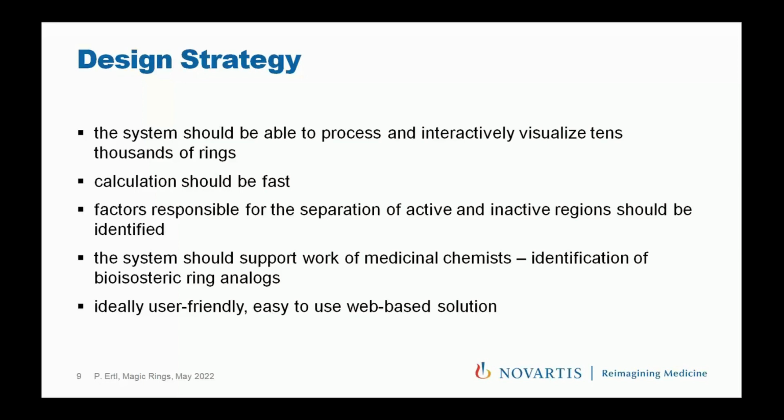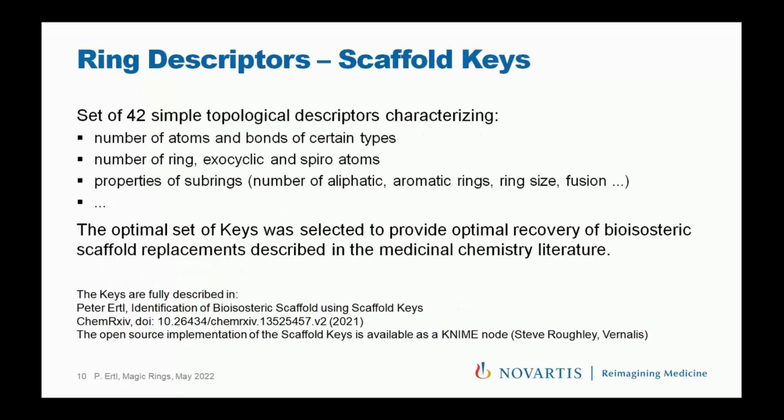To start something like this, of course, we need to do the first step. And the first step, we need to characterize our rings by some descriptors, by some numbers, because we need to, of course, process them in the computers. There are a large number of descriptors we can use.